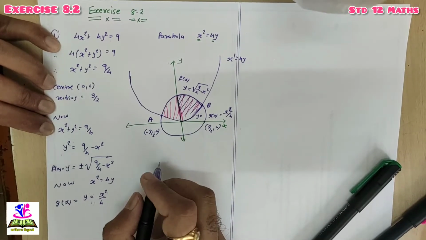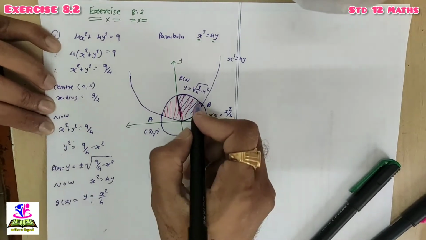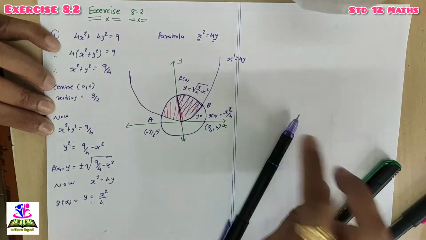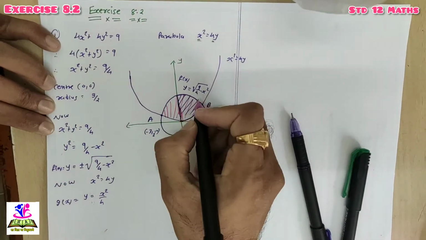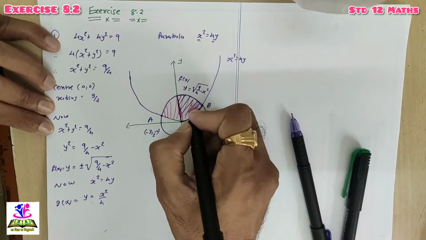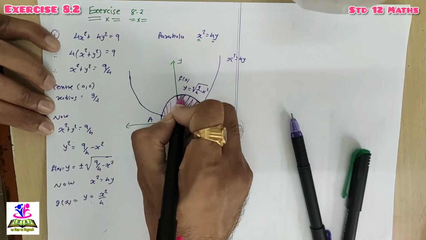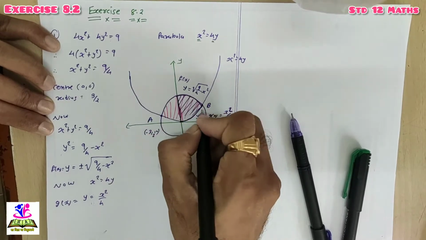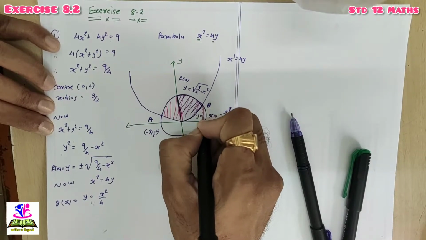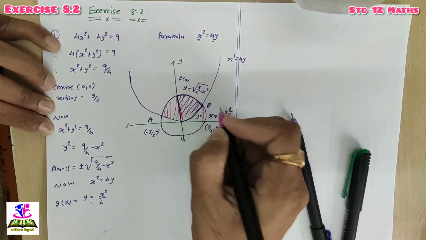So now required area. Before finding the required area, first we'll consider which is our area. Here we'll consider the vertical strip. So you have to find this area. To find this area, we have to consider the integration up to this point. For that, we require the coordinates of point B.